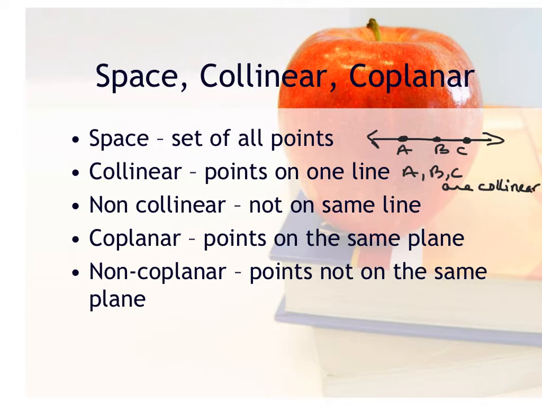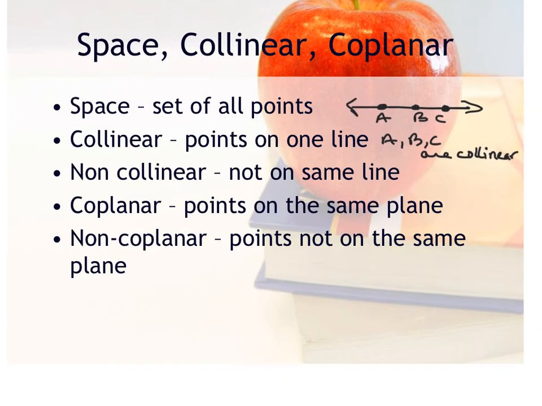When I have points that are on the same plane, again, I could draw my plane as a rectangle or a parallelogram, and I could put some points on here. I could call them D, E, F, and I could say that points D, E, F are coplanar because they're all on the same plane. Non-coplanar points are points that aren't on the same plane.